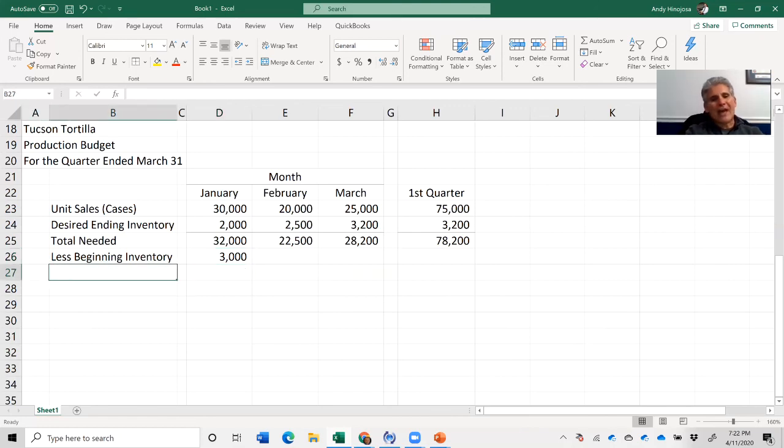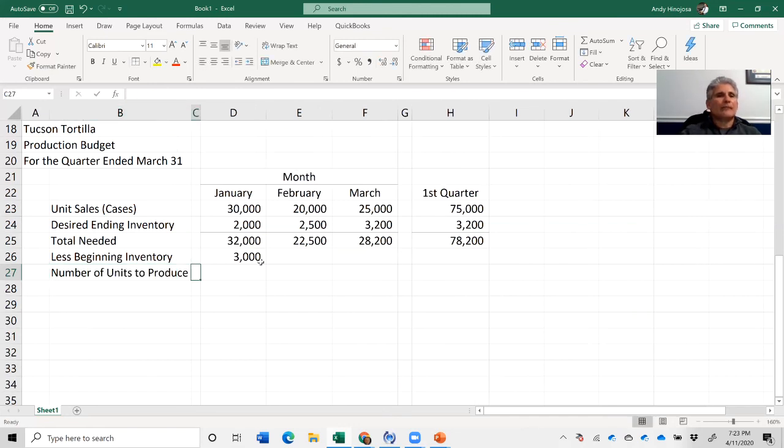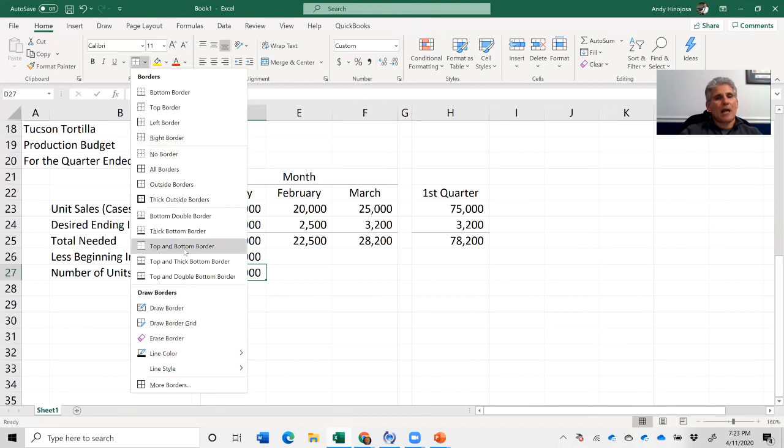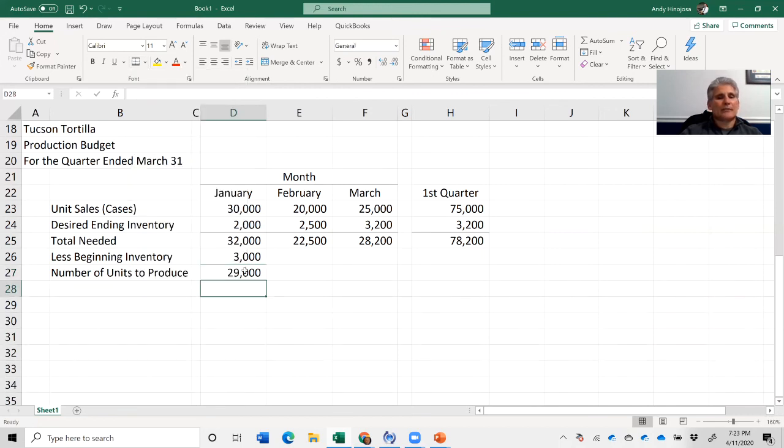And then what that means is we can now come up with the number of units to produce. And it makes perfect sense. We're going to sell 30,000. We want to make sure we have 2,000 at the end of the inventory. So that's the 32,000 we need. So we'll take the 32,000 units that we need. We're going to subtract what we're projecting our beginning inventory to be. And that means what we want to produce for this period is 29,000 units. I'm going to copy that over to February and March.